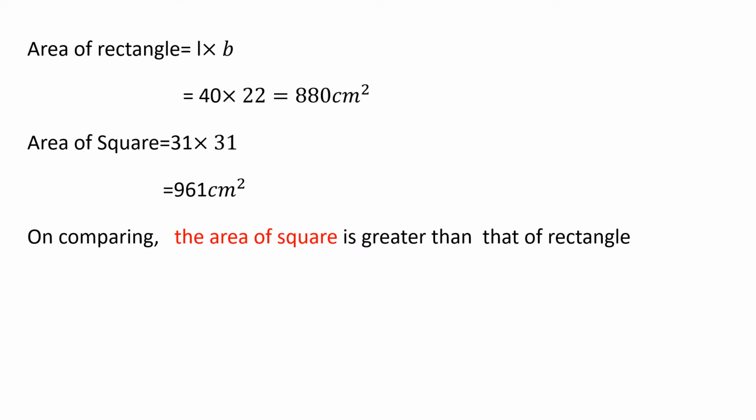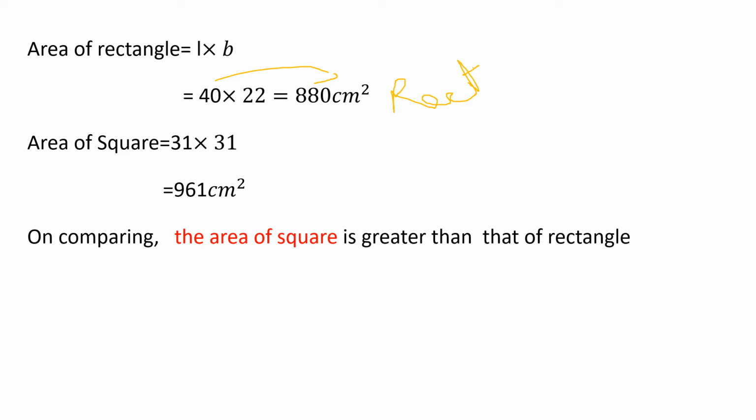Okay. So, area of a rectangle, what is the formula? Area of a rectangle is length into breadth. So, length 40 centimeter, breadth 22. Multiply it, 40 into 22. So, 22 into 4, 88. Then this 0 you add it here. So, 880 centimeter square. This is the area of the rectangle.